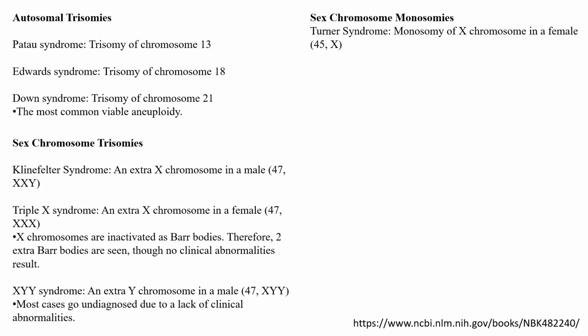But what's interesting here is that because extra X chromosomes are inactivated as Barr bodies anyway, in women, because we are double X, one of them is actually inactivated as a Barr body. So here you will just have two Barr bodies, and it seems that patients with triple X syndrome actually don't have much clinical abnormality. So not a lot of people get diagnosed.